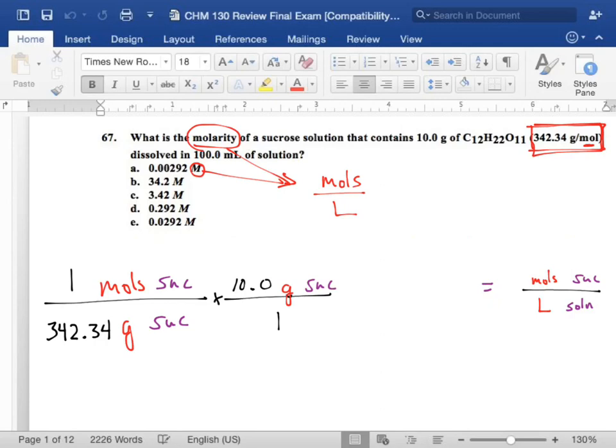So what happens with my unit system? Grams of sucrose cancel. I would have moles of sucrose. What do I want? Moles over liters. Which means somehow or another, I need liters of solution to show up in the denominator. Am I given the liters of solution? I'm given milliliters.